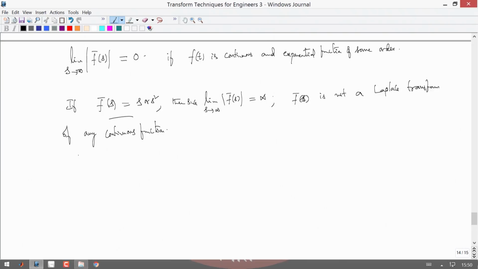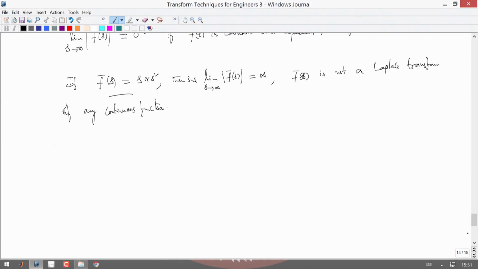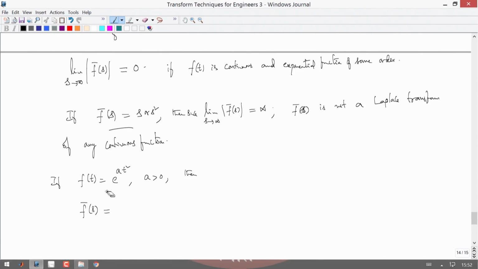This is what we can conclude from that existence result. If f of t is e power a t square with a positive, then f bar of s exists only if this is a continuous function and of exponential order. Clearly it is not, because if it is of exponential order, let us say b, then with e power minus bt this limit has to go to 0. Is this really true? But this is not.